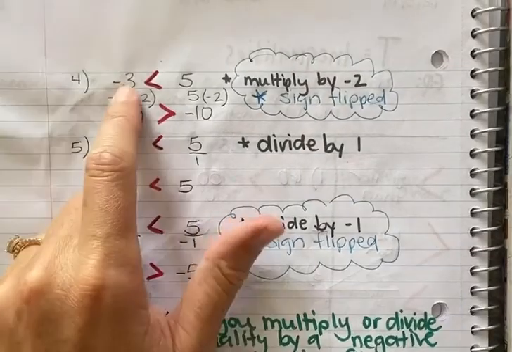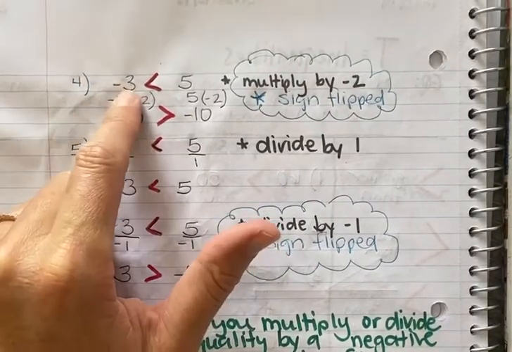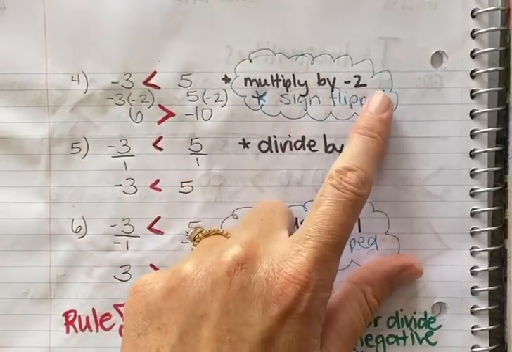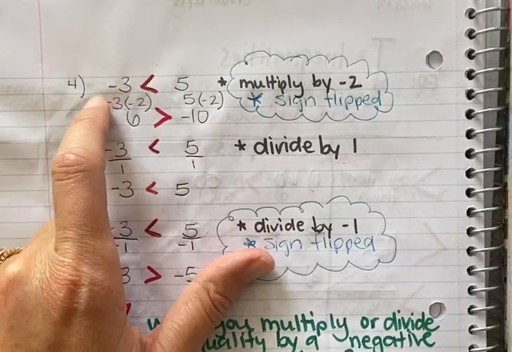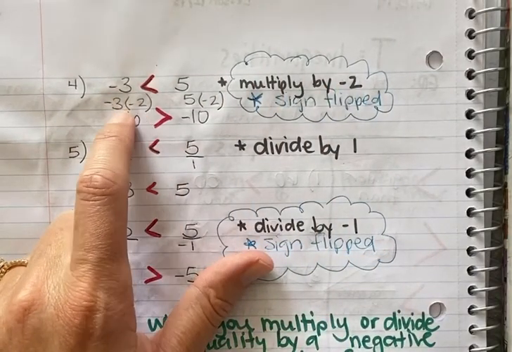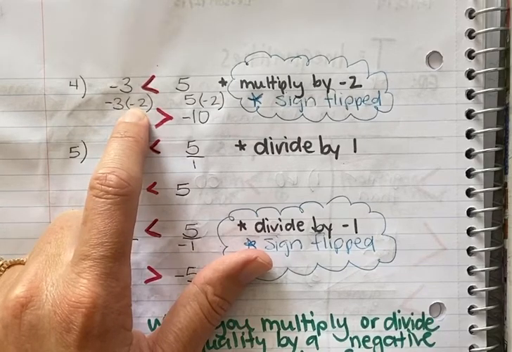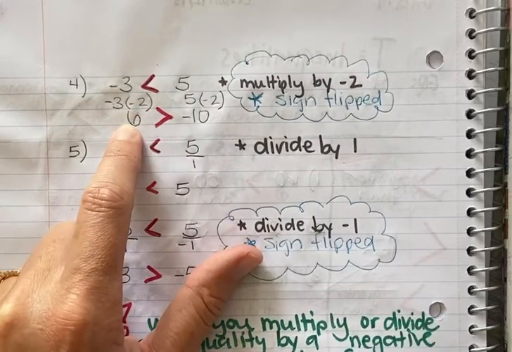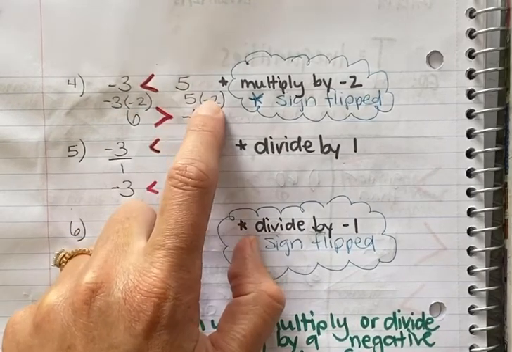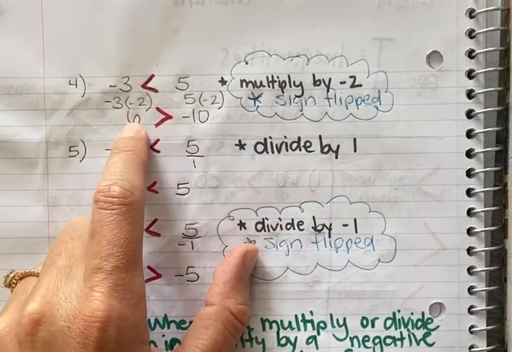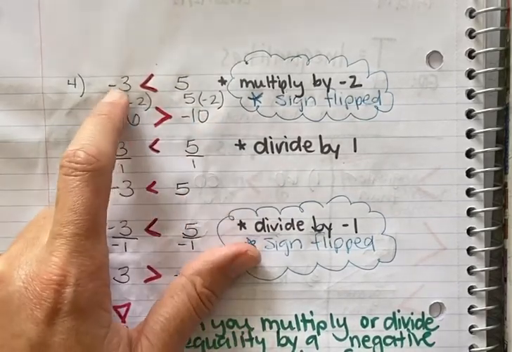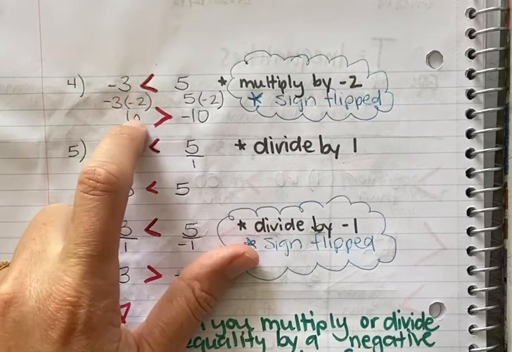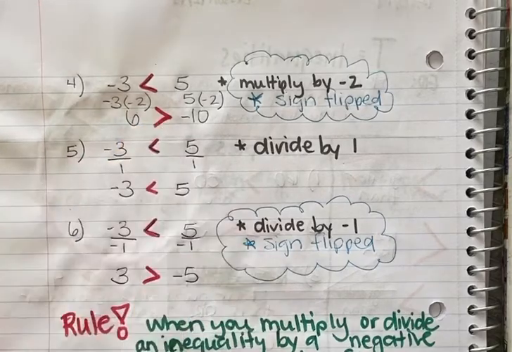All right, so we had negative 3, obviously is less than 5. Let's say we multiplied both of these by negative 2. Well, negative 3 times negative 2, a negative times a negative is a positive, becomes a positive 6. But 5 times a negative 2 becomes a negative 10. 6 is greater than negative 10. So because we multiplied by a negative, a negative times a negative is a positive, so this number is actually bigger. That's why the sign flipped.